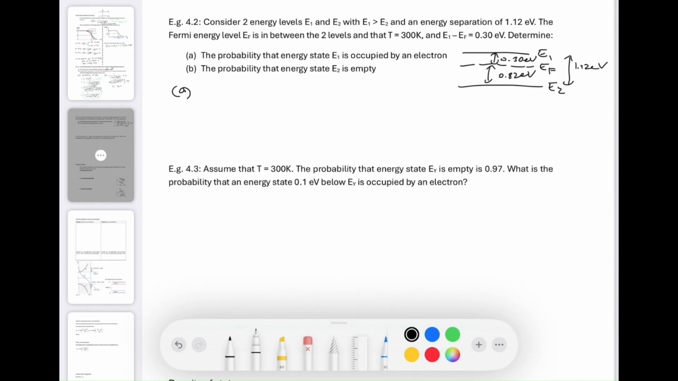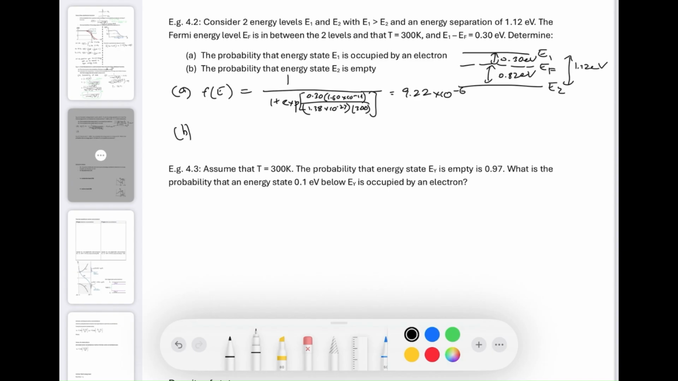So let's try part A. The probability that an energy state E1 is occupied by an electron is, this is just using the formula, so very straightforward. Again, you have to convert to joules because it's in SI units. And the answer is 9.22 times 10 to the power of negative 6.